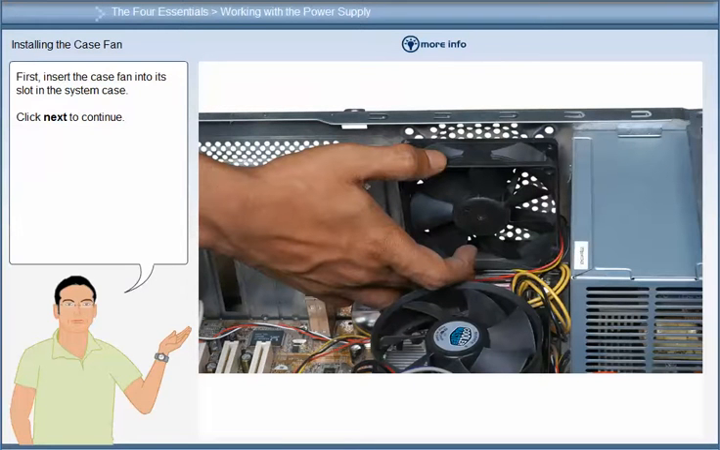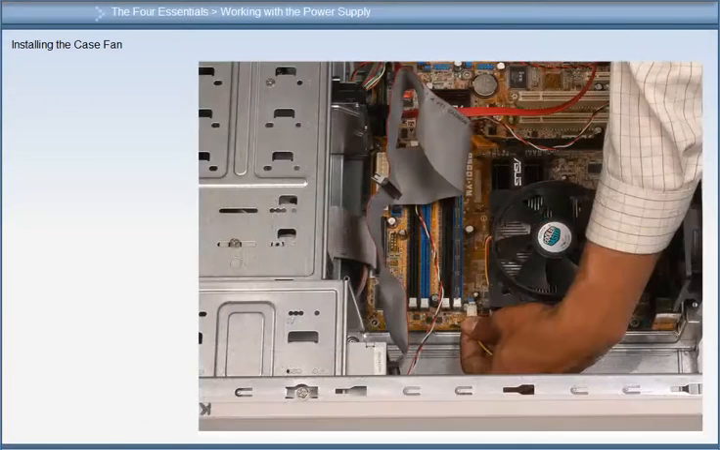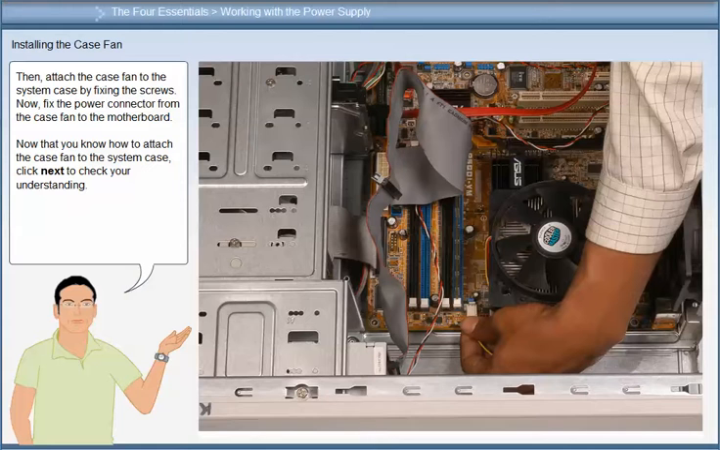First, insert the case fan into its slot in the system case. Then, attach the case fan to the system case by fixing the screws. Now, fix the power connector from the case fan to the motherboard. Now that you know how to attach the case fan to the system case, click Next to check your understanding.